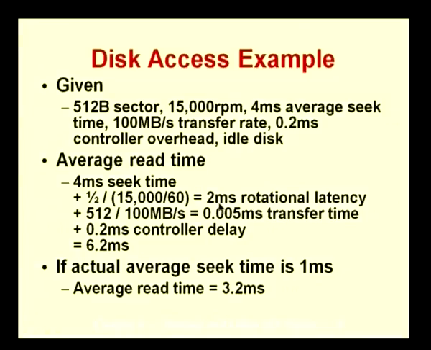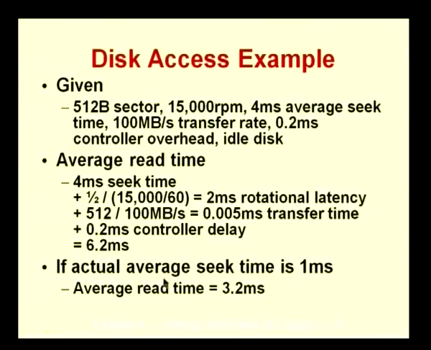So, rotational latency is 2 milliseconds, 4 milliseconds is the seek time. Next thing that we need to look at is the data transfer time. Now, the data transfer time is from a sector we can read 512 bytes, and once you read the 512 bytes, it is transferred at a rate of 100 megabytes per second. So, 512 bytes at a rate of 100 megabytes per second, 512 divided by 100 megabytes per second, that comes to about 0.005 milliseconds as the transfer time. Now, we said that there is a 0.2 millisecond controller overhead, so we add the 0.2 milliseconds as well. So, if you add up all these together, it comes to about 6.2 milliseconds. So, you can see that the average read time will be 6.2 milliseconds for a single sector.